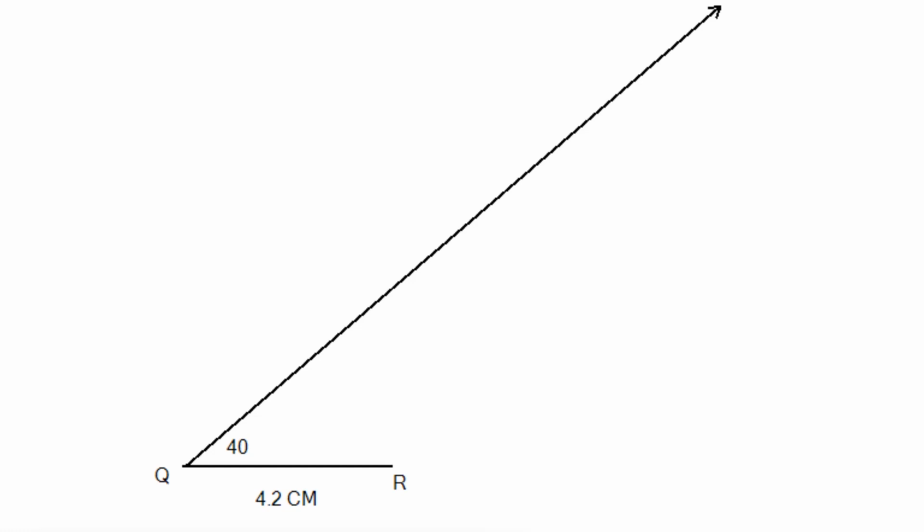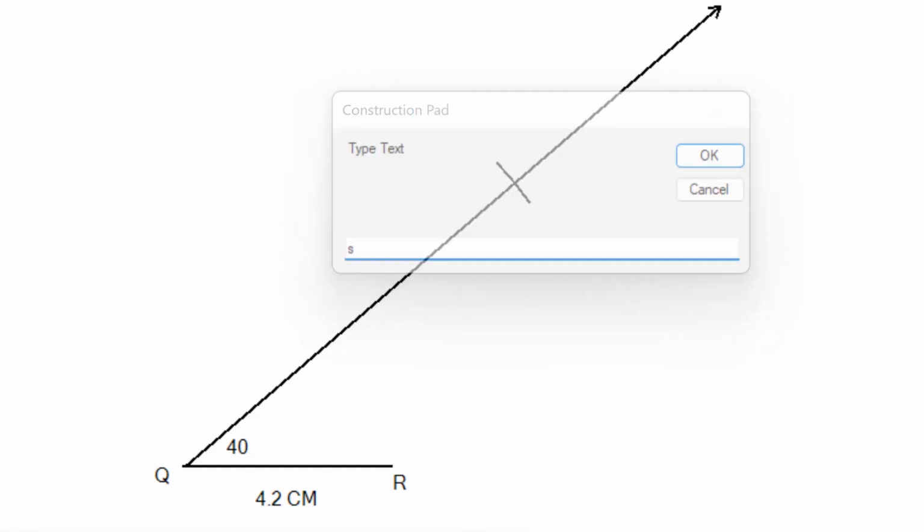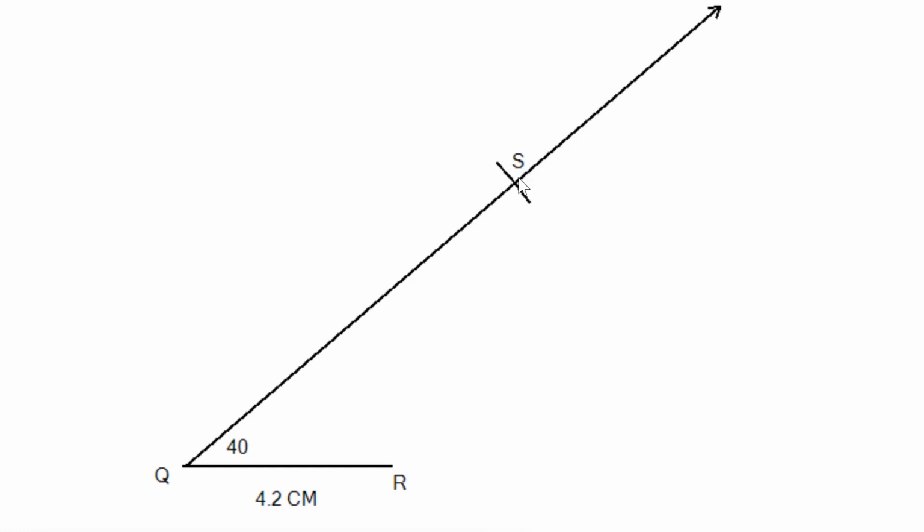To construct an arc, what is the first step? Center and radius are required. So consider Q as center with radius equal to 8.5 centimeters. Draw an arc intersecting the 40-degree ray at point S. Next step.